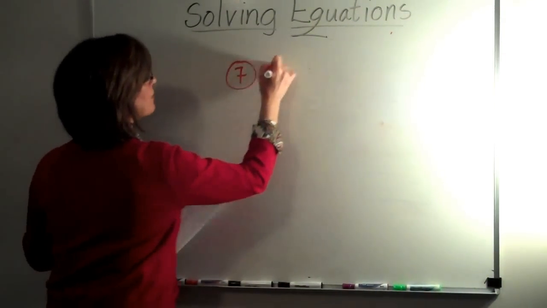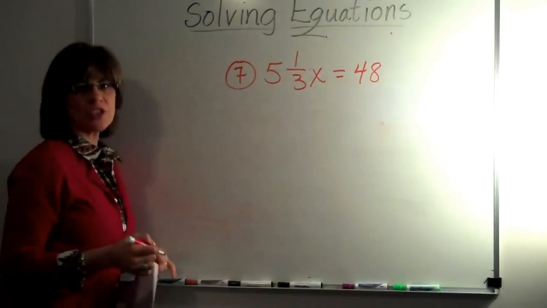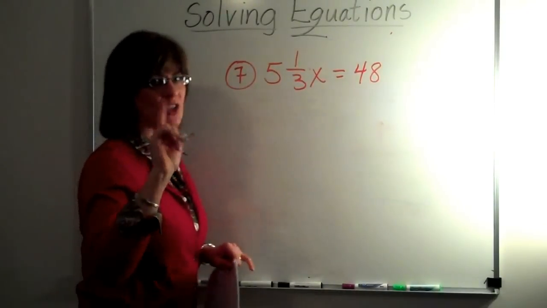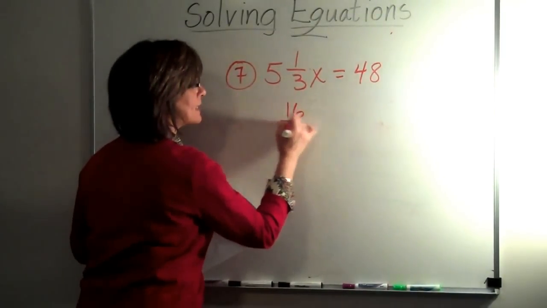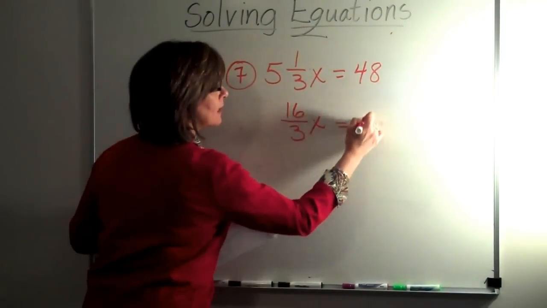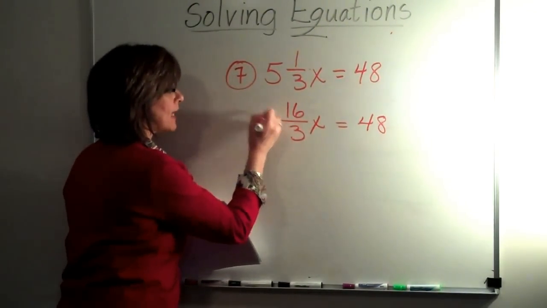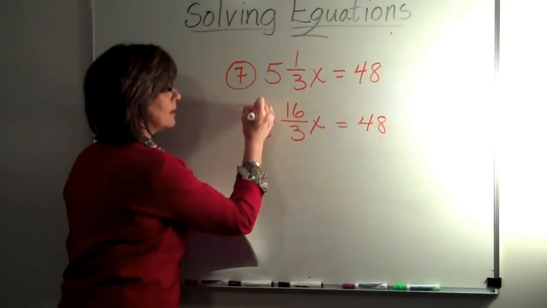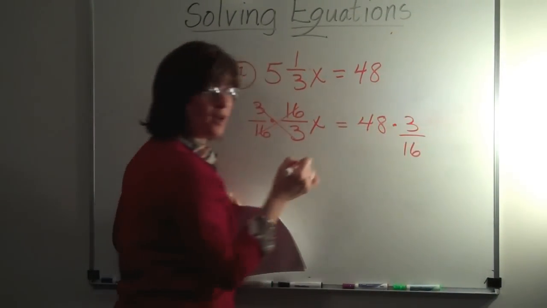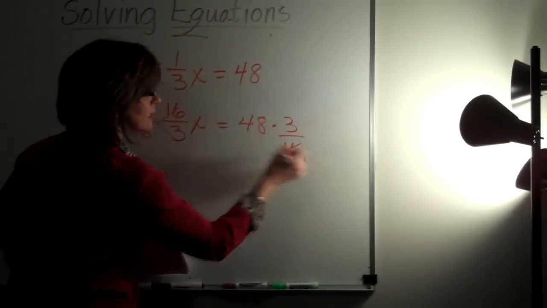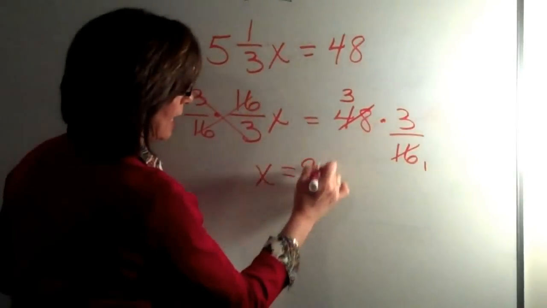In this case, I gave you a mixed number, your favorite, fractions. We're going to change it to an improper fraction. We're not changing it to a decimal. 5 times 3 is 15, plus 1 is 16. So we get 16/3 x equals 48. Divide both sides by 16/3, which is the same as multiplying by 3/16. This all cancels out. Times 3/16. Oh, I can reduce here. 16 goes into 16 once, 16 goes into 48 3, and x equals 9.